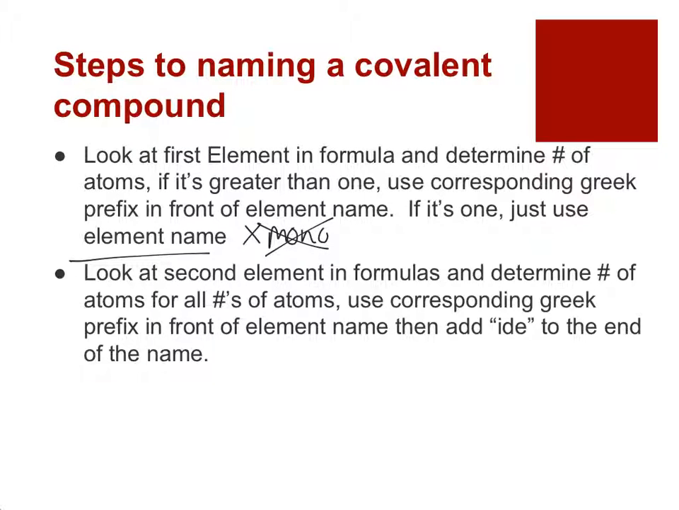So no to mono. Look at the second element then in the formula and determine the number of atoms for it. And we're going to use the corresponding Greek prefix in front of the element name, adding IDE to the end of the name. If there is just one of the second element, we do use mono. So mono gets a check mark here.